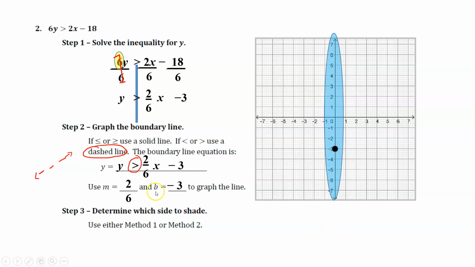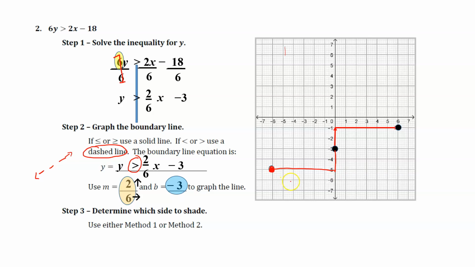And since 2 over 6 is our slope, 2 is positive, and so is 6. Are we going to go up or down if 2 is positive? Up. So we'll go up 2 and 6 to the right. You really only need 2 points, but if you want to draw more, you can go down 2 and 6 to the left.